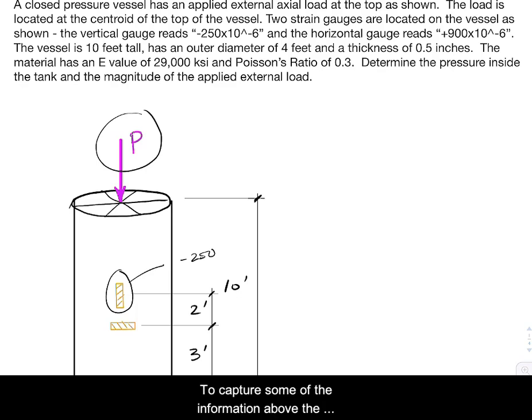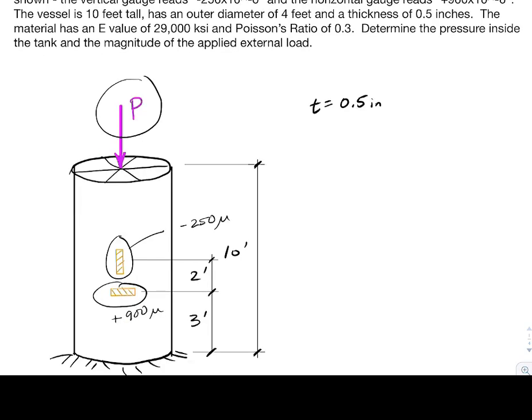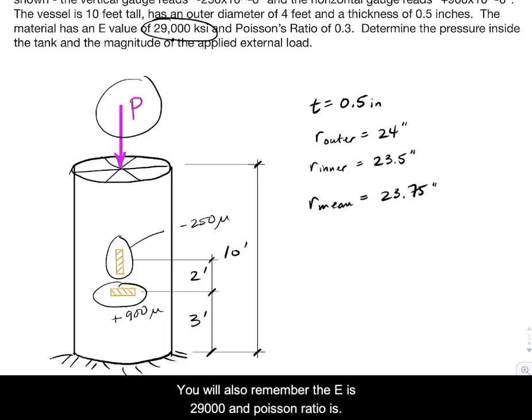Let's capture some of the information above. The thickness of the tank is 0.5 inches. The outer radius is 24 inches. The inner radius is going to be 23.5 inches, and the mean radius would be 23.75 inches. And we'll also remember that E is 29,000 and Poisson's ratio is 0.3.